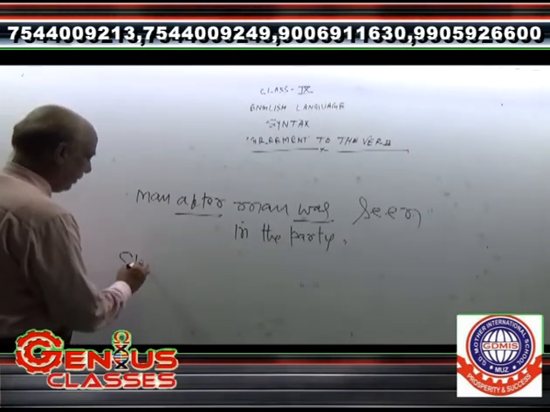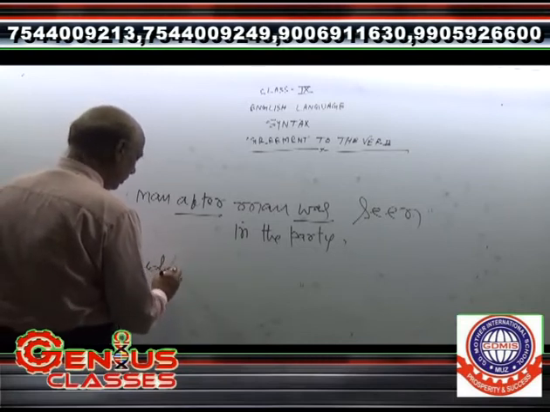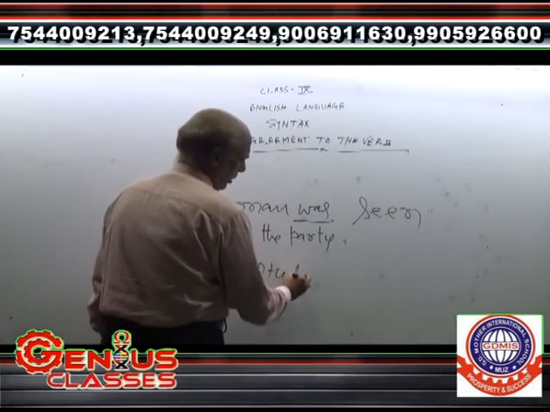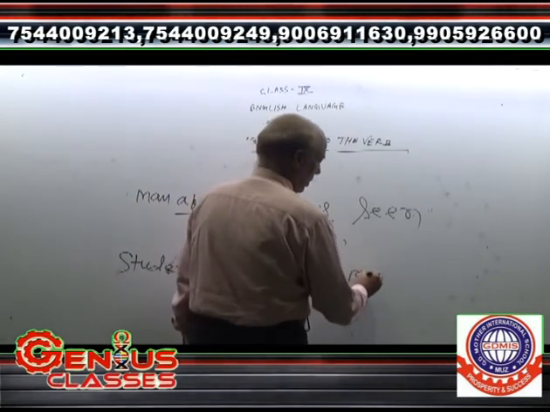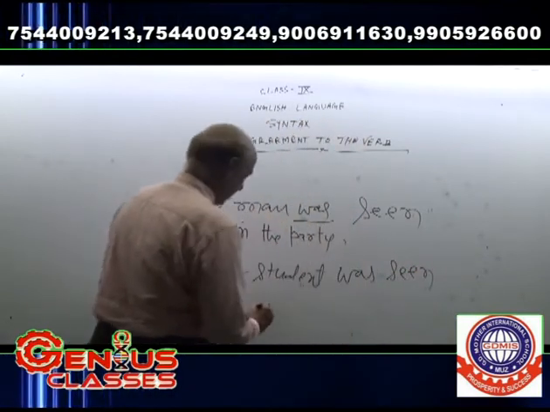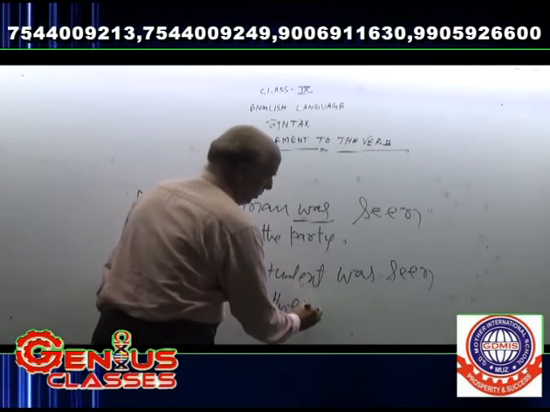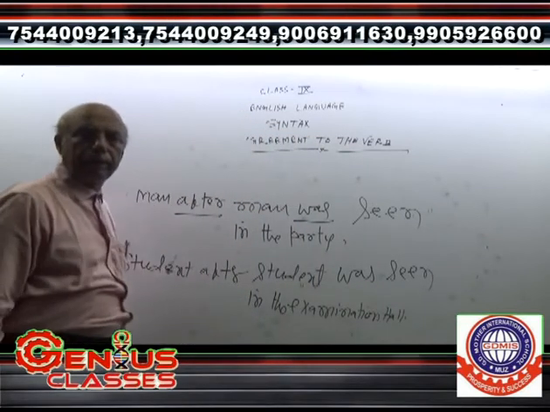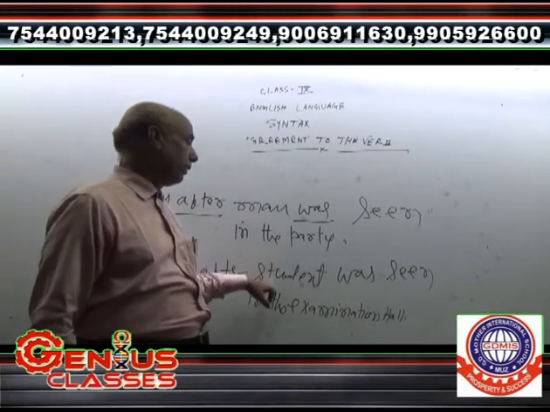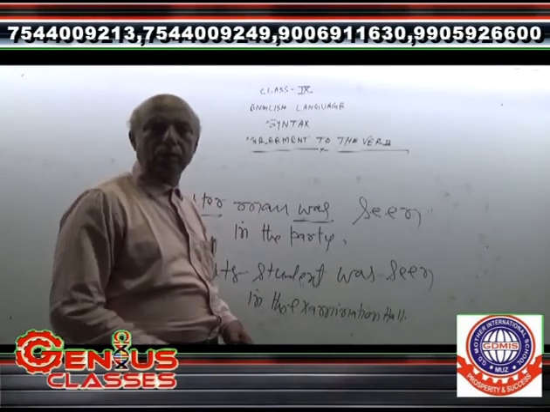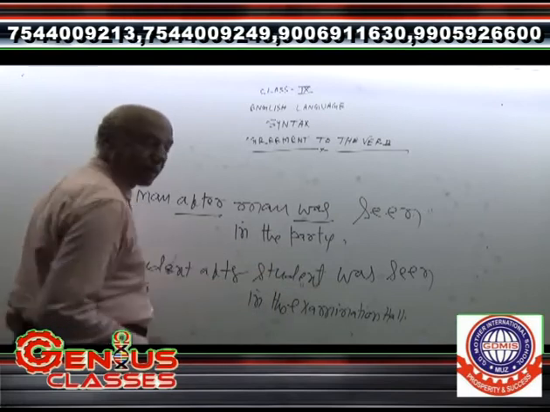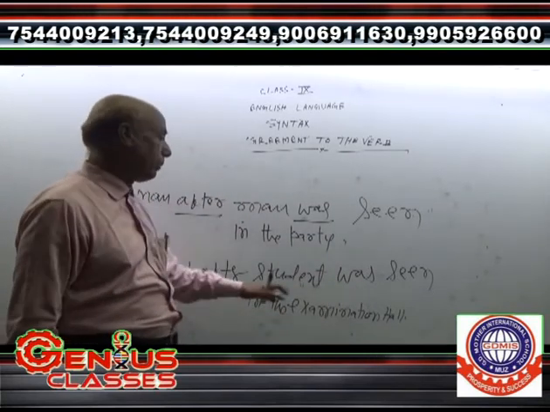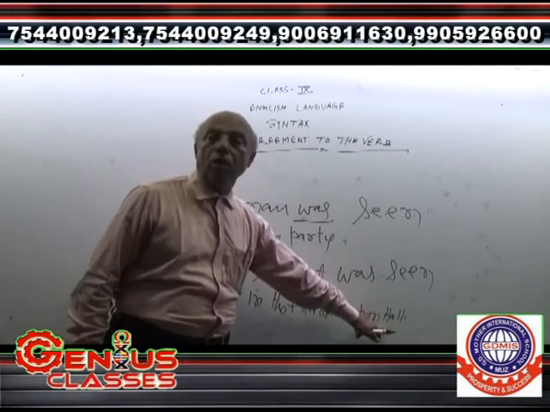A student after a student was seen in the examination hall. What have we written? A student after a student, and a singular verb has been used. That is why the two words, student and student, are similar, after is used in the middle, and thereafter a singular verb has been used. A student after a student was seen in the examination hall.